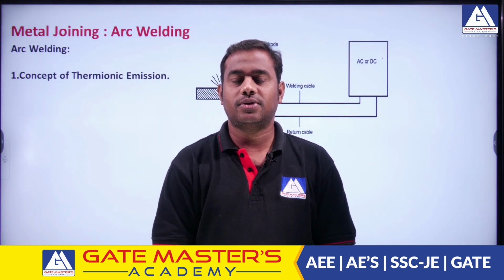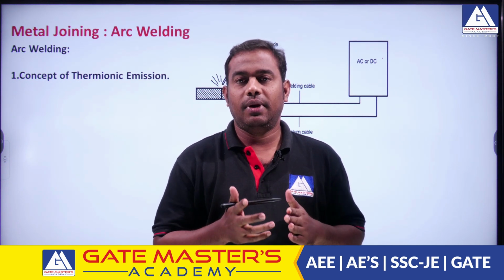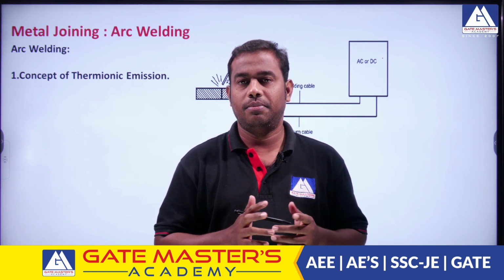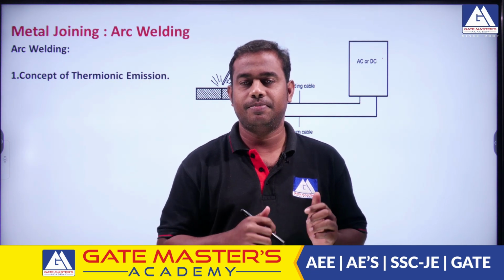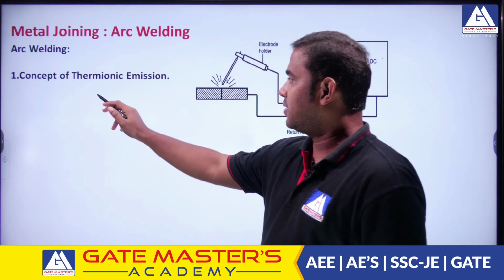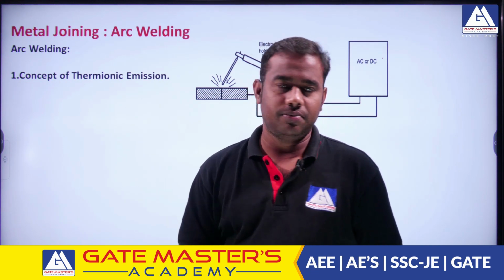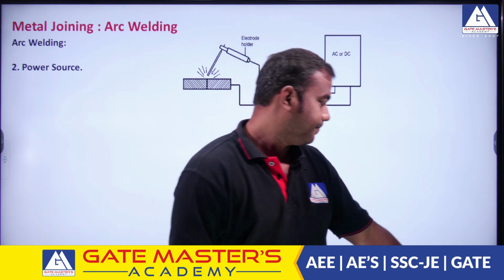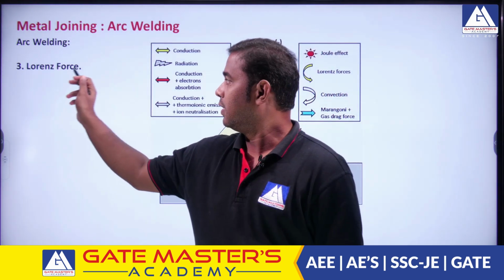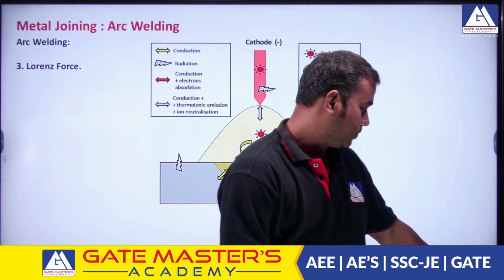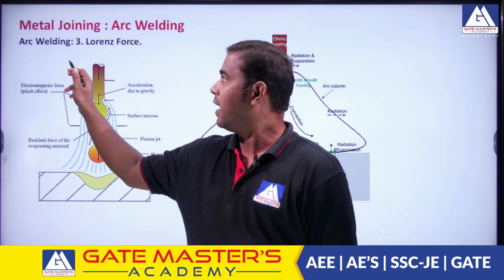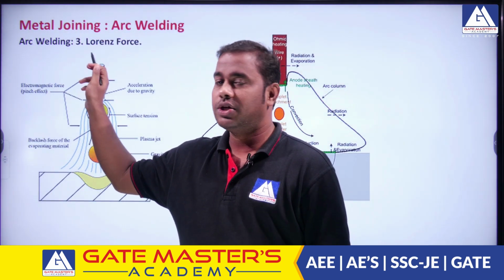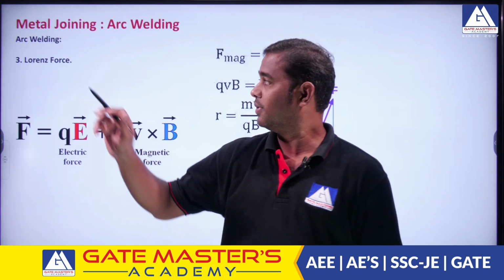Hi, in this class we will be discussing arc welding. Mainly, arc welding consists of a minimum of these five elements. They are called the concept of thermionic emission, then the power sources, then the Lorentz forces, and then, in continuation of these Lorentz forces, the arc welding process itself.